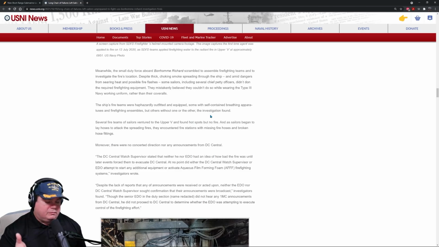So some people were wearing the firefighting suit, but didn't have the firefighting bottle and mask. Some sailors had the bottle and mask, but no firefighting suit, which is useless because you're going to get burned terribly and be ineffective. So you've got to put the FFE on.